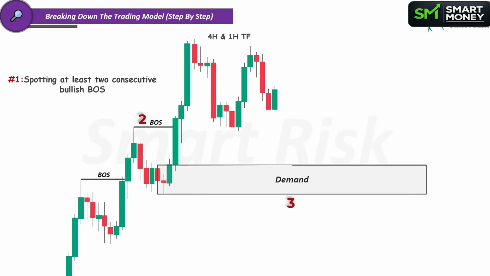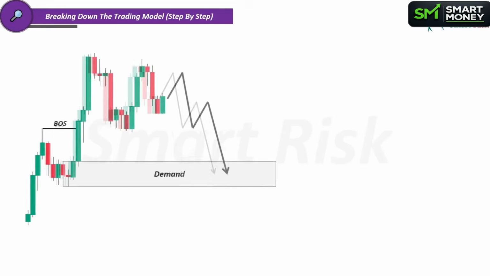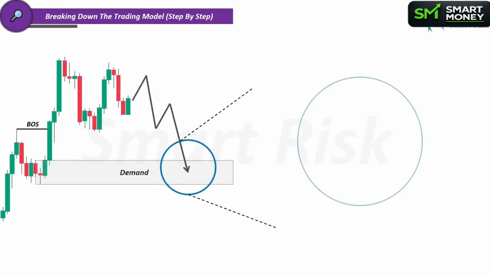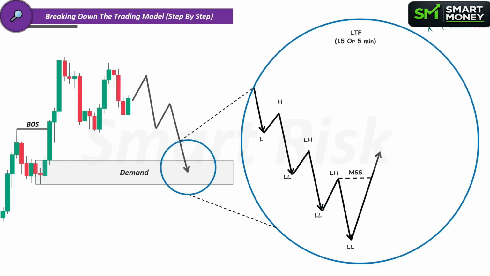Next, highlight the most recent unmitigated demand zone on the higher time frame and wait for price to return to it. Once price enters the zone, move down to the 15-minute or 5-minute chart and look for your first confirmation of a reversal. This could be a bullish change of character or a market structure shift, showing that the temporary bearish pullback is ending and price may realign with the higher time frame trend.